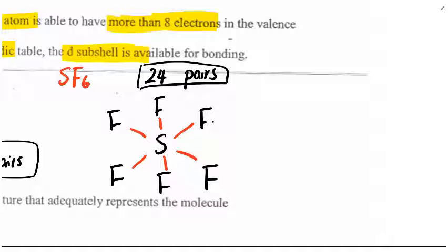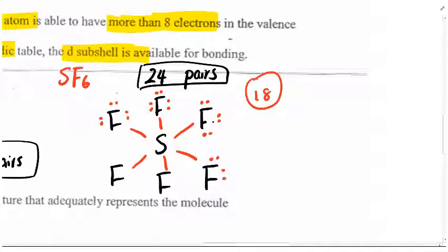And that would take away 6. 24 take away 6 would be 18. I have 18 pairs left, and I have 6 fluorine atoms. That means each atom must get 3 pairs, 3 lone pairs, which is exactly what they want. And that's it. That's all you have.